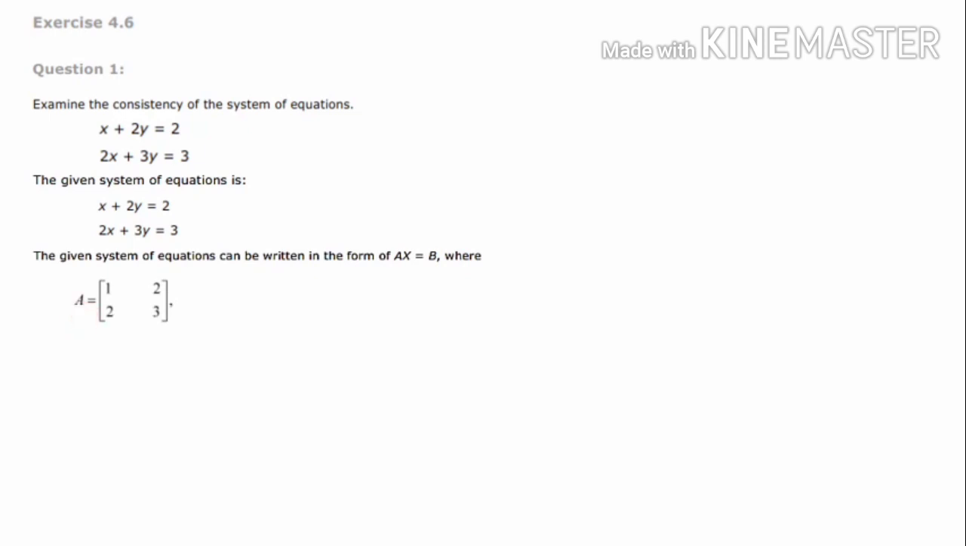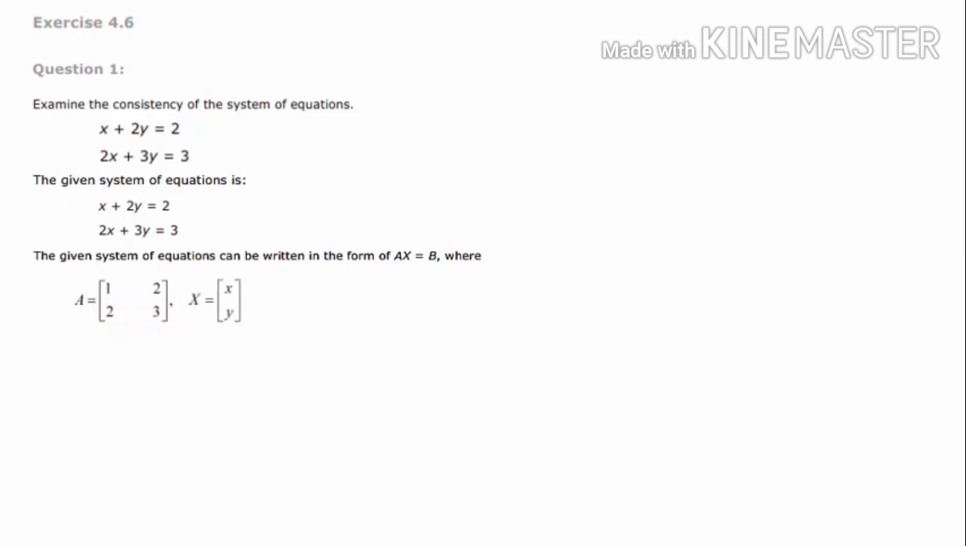where A is equal to, as we have learned, A is a coefficient matrix. Just to collect the coefficients of x and y in the given equations. Here in the first equation, coefficient of x is 1 and coefficient of y is 2, that we have to write as first row, and in the second equation the coefficient of x is 2 and coefficient of y is 3, that we have to write as second row.